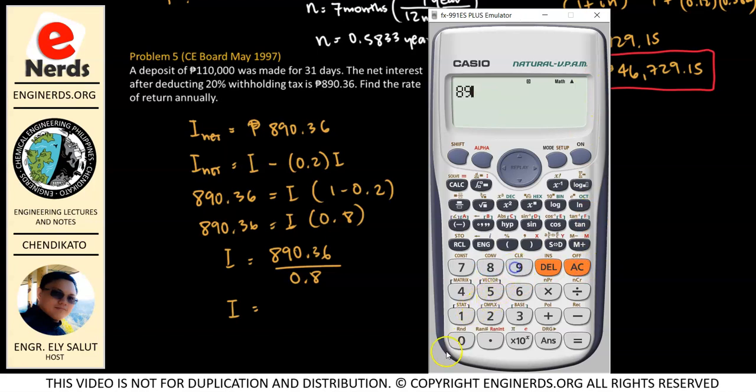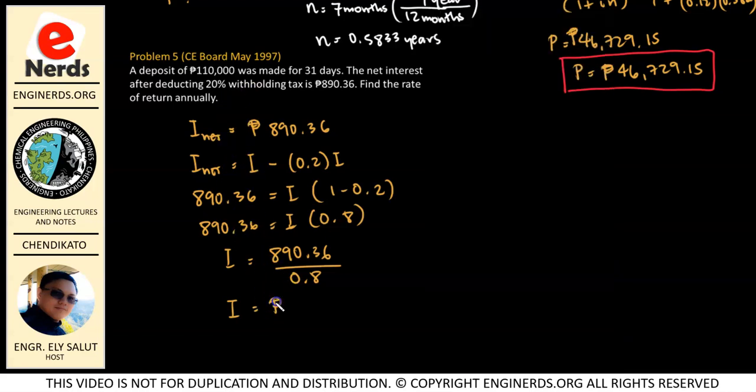Let us check sa ating calculator. We have 890.36 divided by 0.8 is 1,112.95. So our interest is 1,112.95. So nakuha na natin yung ating I. Pero ang pinahanap sa atin is yung rate of return annually, which is our i. Okay, so anong equation yung gagamitin natin to get the i? So we know the interest amount, and then we also know the principal natin. And we know our n.